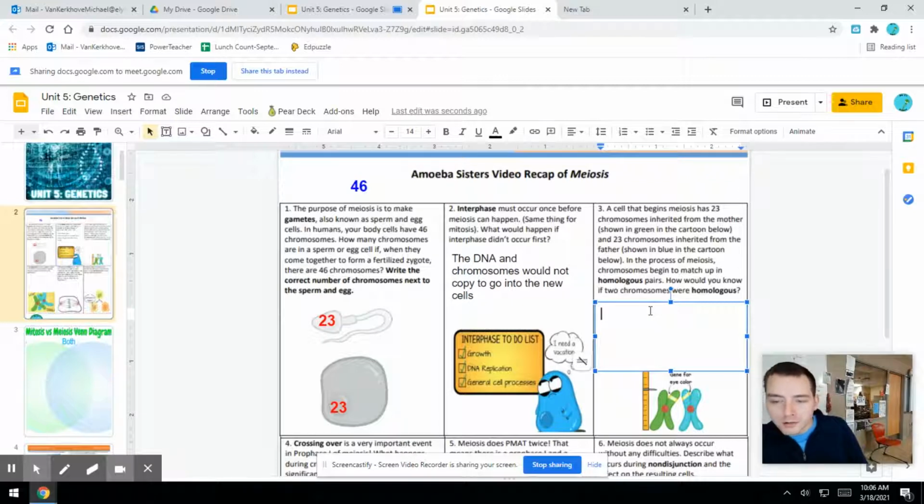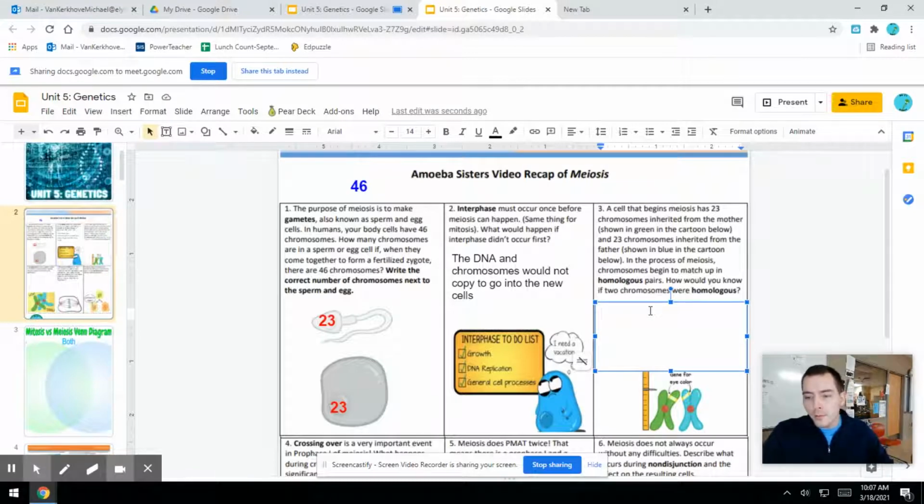Number 3, a cell that begins meiosis has 23 chromosomes inherited from the mother and 23 from the father. In the process of meiosis, chromosomes begin to match up in homologous pairs. How would you know if 2 chromosomes were homologous? So in this unit, we're realizing that there's lots of vocabulary. And so that's actually the next couple lessons is all about the vocabulary so that we can learn it.